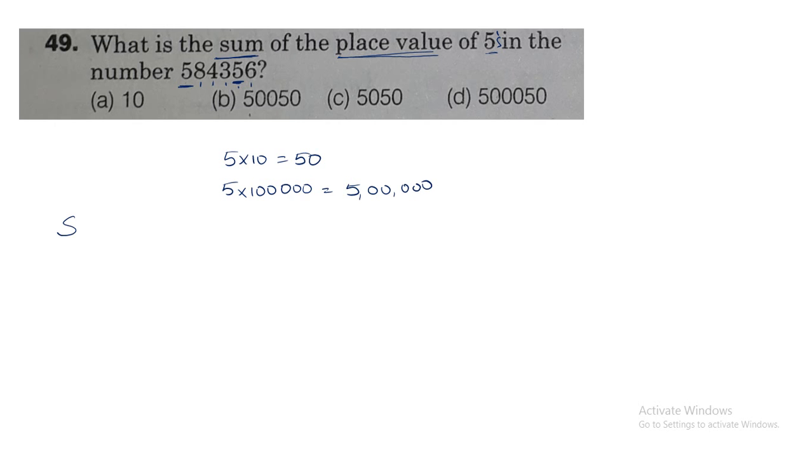Now I need the sum, right? Sum means we need to add these two. So 500,000 and 50 added together, I am going to get 500050. So where is the option? 500050. Hence option D is my answer.